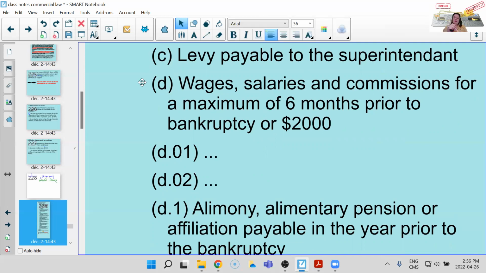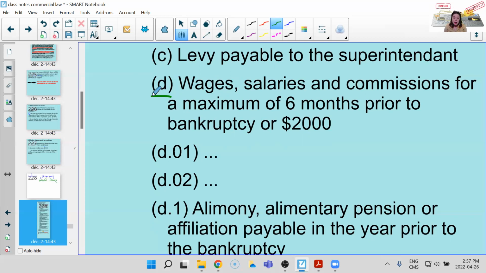This one is where sometimes I have students who are having problems. At D, it says wages, salaries, and commissions for a maximum of, so it's the first one, either a maximum of 6 months prior to bankruptcy or a cap of $2,000. So if I tell you that Laureen hasn't received her salary for 4 months for a total of $3,000 a month, how much is she owed at D? $2,000. Because the cap is either 6 months or $2,000. So the first one that you cap is, in this case, $2,000.